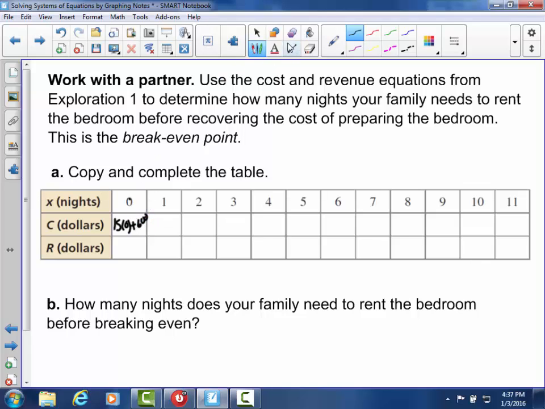Let me erase that because it's going to get messy really fast. So 15 times 0 plus 600 is 600. 15 times 1 is 15 plus 600 would be 615. And then 15 times 2 is 30, so that would be 630. So hopefully you can see we're just increasing by 15 each time. We just keep adding that 15.